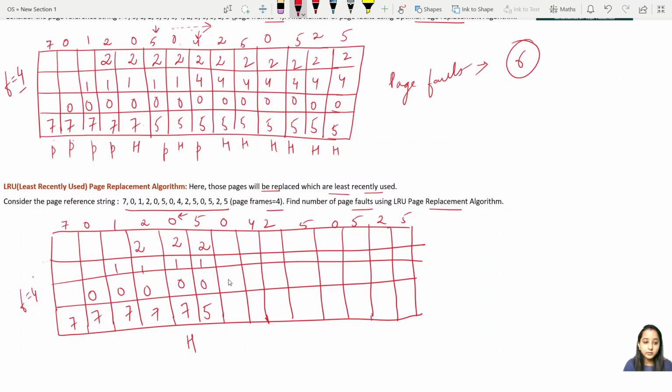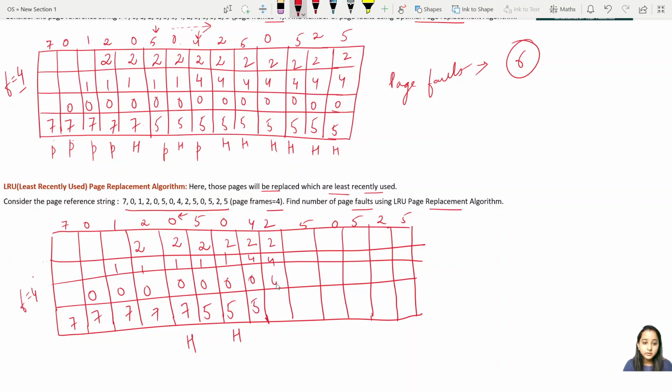Okay, 0 is already present. So no need to replace the page. It occurs. 4 will arrive. 0 is used here. 5 is used here. 5 is used here. 2 is used here. So 1 is least recently used. So I will replace it by 1. So 4 will come here.